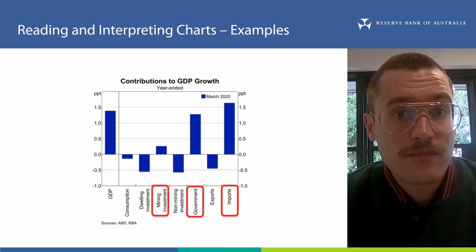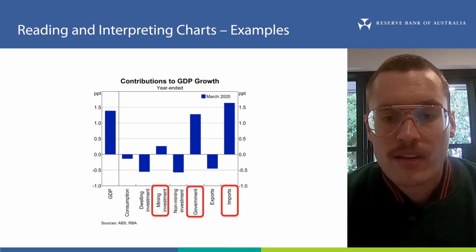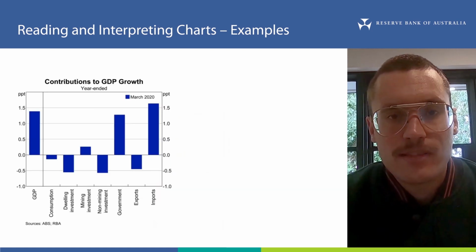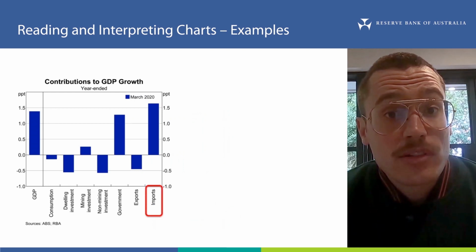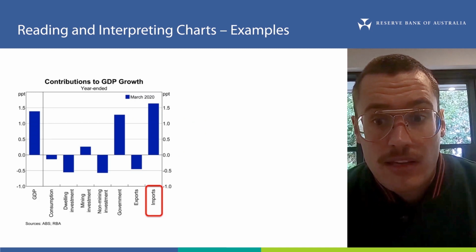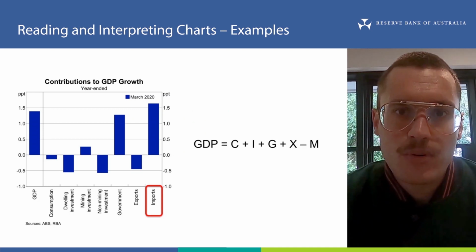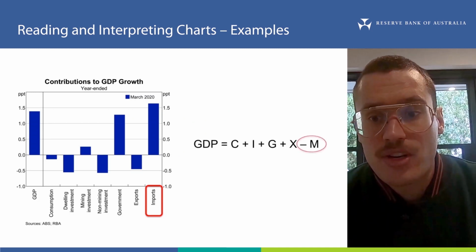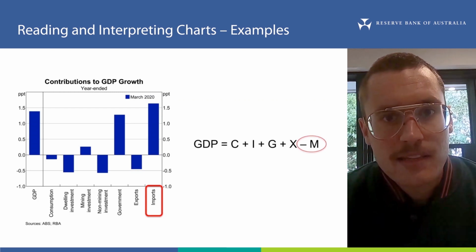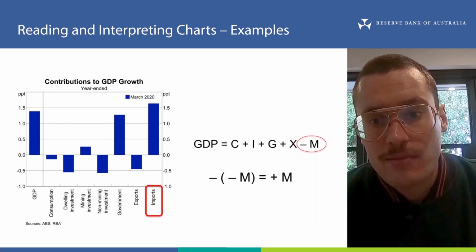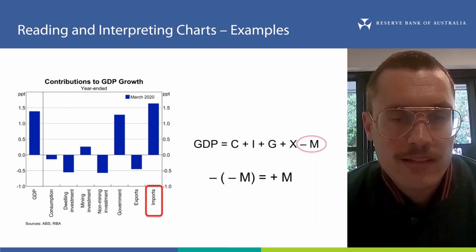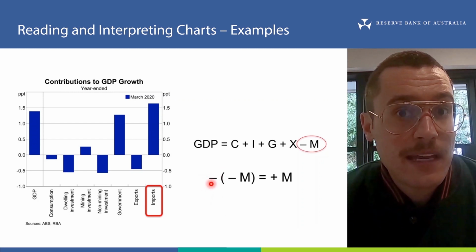There's also a positive bar for imports. Now this can be a little bit confusing. The positive bar for imports indicates that imports contributed positively to GDP. But remember that imports usually subtract from GDP. So this means imports would have actually had to have fallen to contribute positively to GDP. If you recall from maths class, this is because two negatives make a positive.